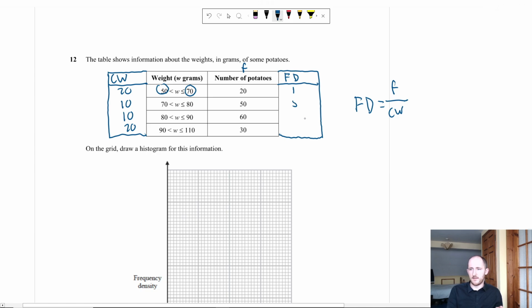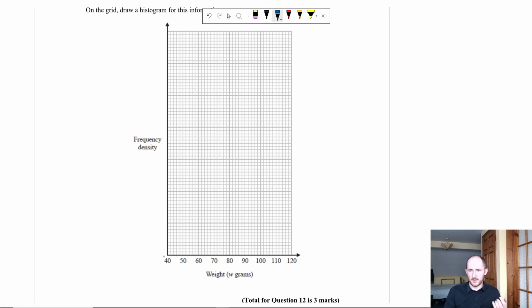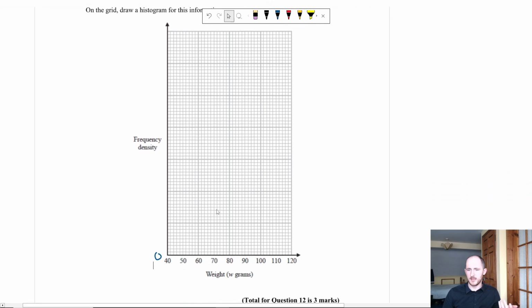50 divided by 10 is 5. 60 divided by 10 is 6. 30 divided by 20, so divided by 10 first, which is 3 divided by 2, is 1.5. Again, you can use the bus-stop method. So we need to go all the way from 0 at the start, all the way to 6. If I count how many big squares I have: 1, 2, 3, 4, 5. I miscounted. 1, 2, 3, 4, 5, 6. I can go up in ones, and that should be completely fine. So 1 here, 2, 3, 4, 5, 6.